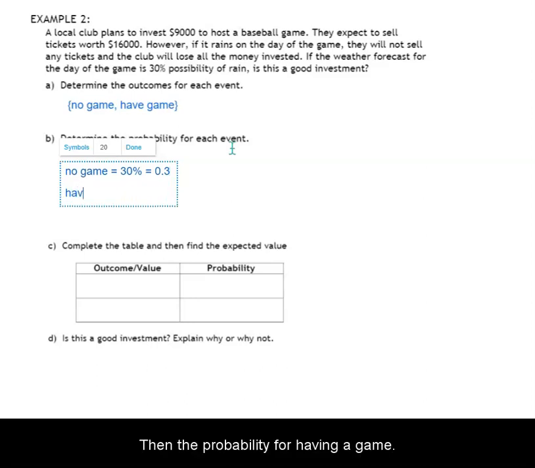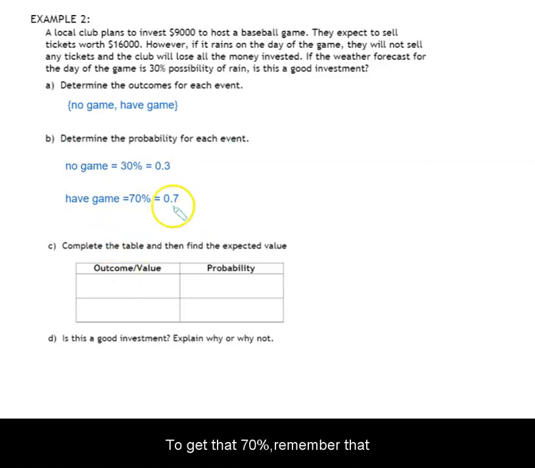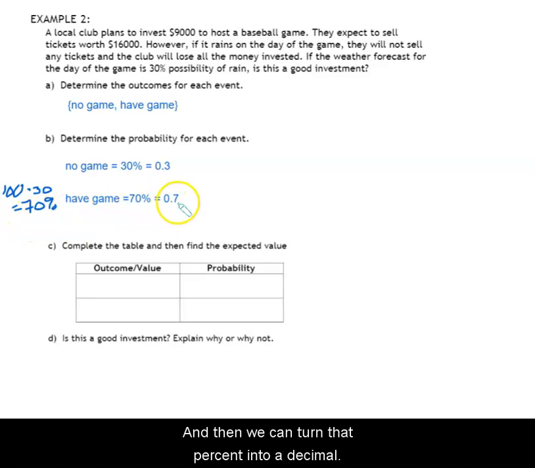Then the probability for having a game would then be 70%, or 7/10. To get that 70%, remember all percents are out of 100, so we can say 100 minus 30, and that would equal 70%. And then we can turn that percent into a decimal.